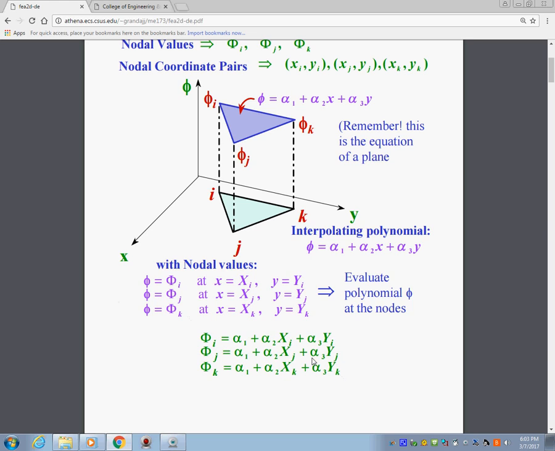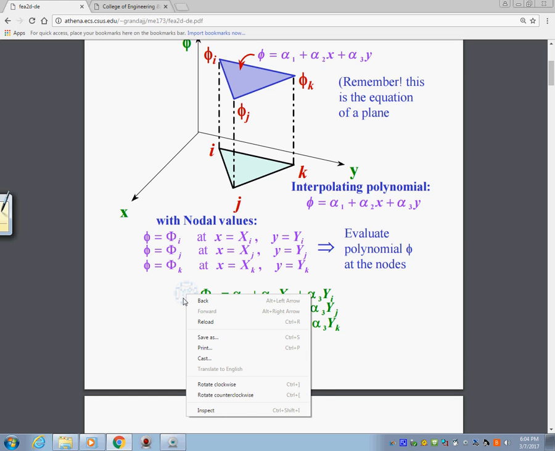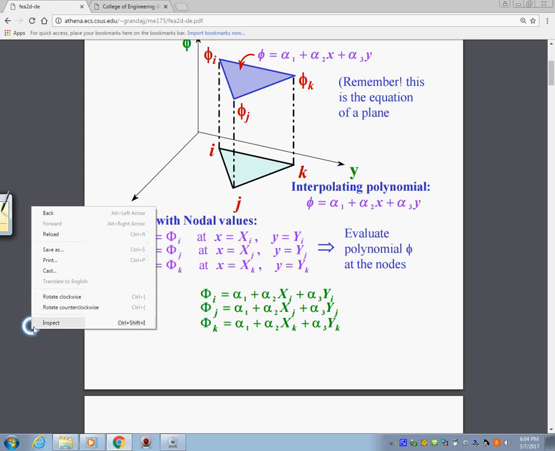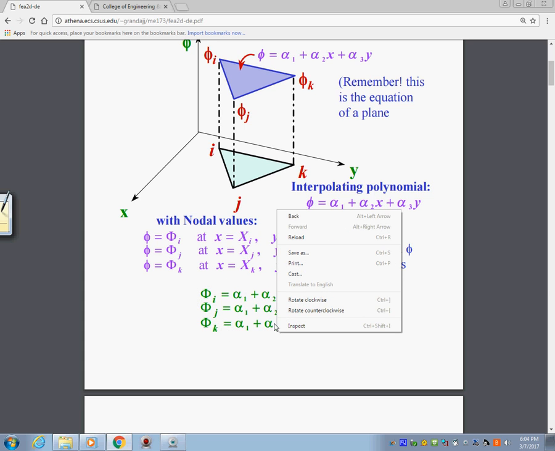We don't know the coefficients, okay? But you see, just like we did in the one-dimensional element, you have here a set of three linear equations. So that is this one right here. Those are the three equations that we are dealing with. Okay, so far so good.